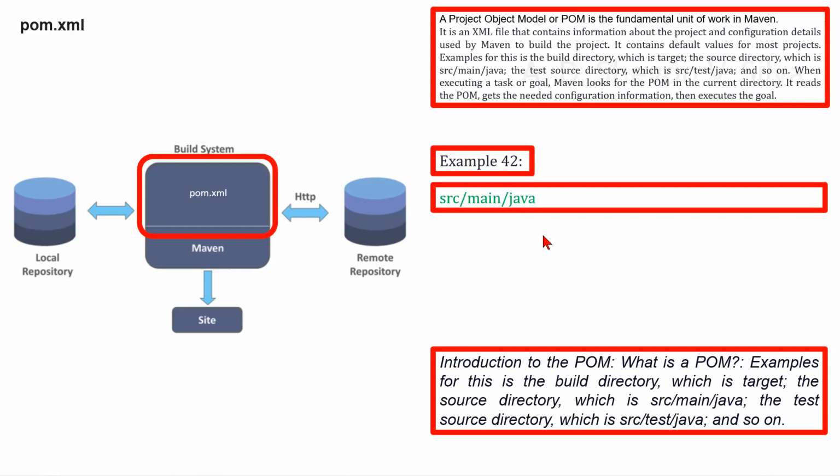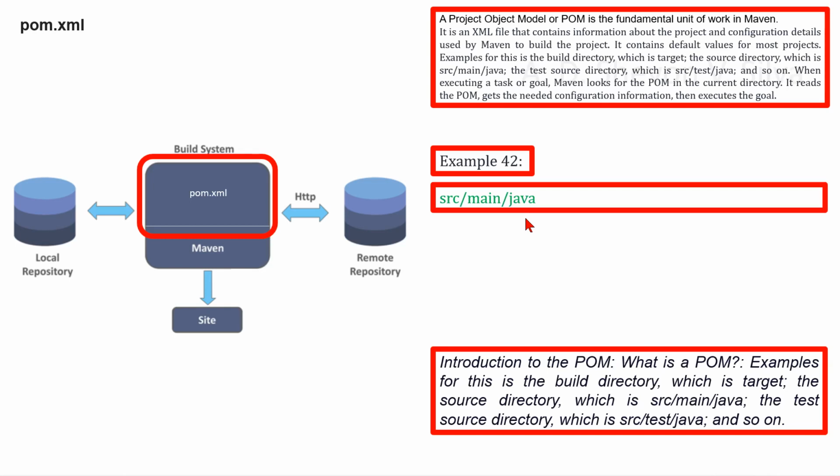Now we are considering what a POM is, in the introduction to POM. The example for this is the build directory with the file structure, which is target, the source directory, which is src/main/java, the test source directory, which is src/test/java, and so on.